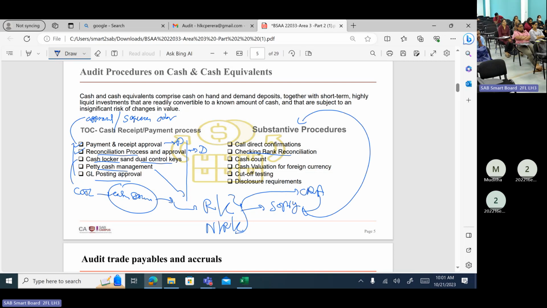So that's the same way, right? After you do TOC, you have to adjust that inside the combined risk assessment. From the combined risk assessment, you have to get the scoping for the substantive procedure.